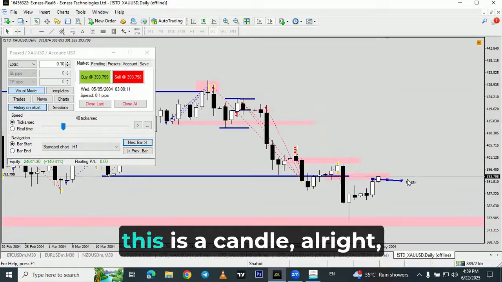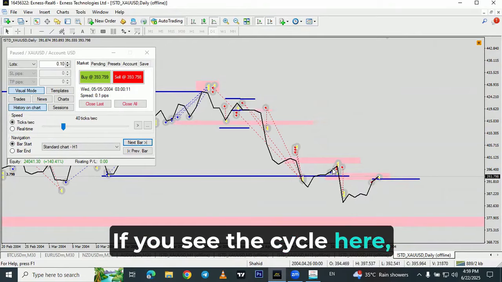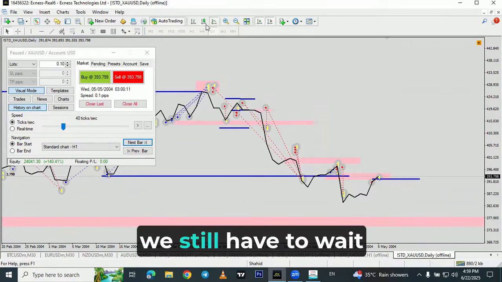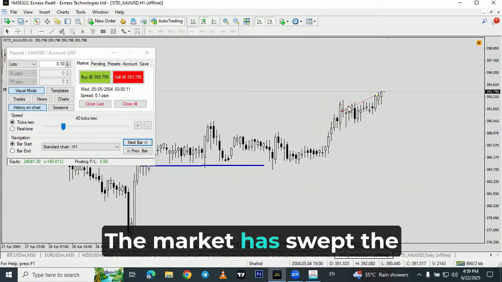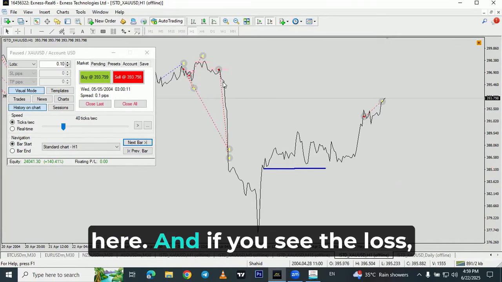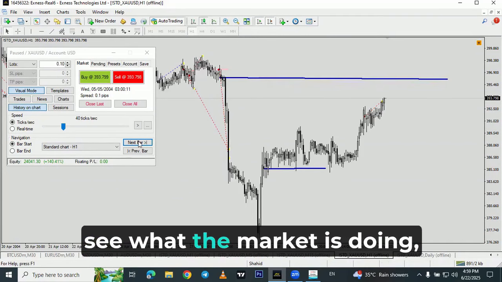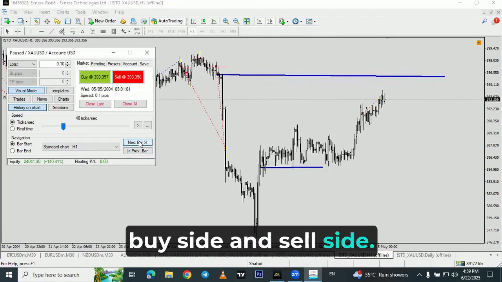Now this is a candle. This is a candle. All right. There are two candles for bullish. If you see the cycle here, the cycle hasn't become bullish yet. We still have to wait for its cycle. The market has swept the previous day's high, its internal range, but the market is picking up here. And if you see the low, it's standing here with it. All right, let's wait here, see what the market is doing, buy side and sell side.